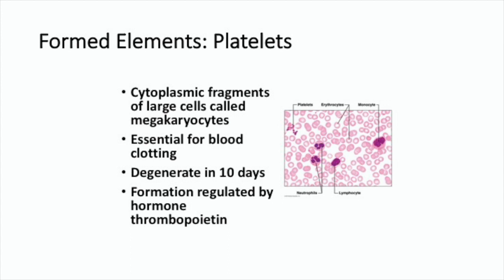And they do not last long at all. They only make it about 10 days, and that's partly because they are just these tiny cell fragments. Now, these are controlled by a separate hormone called thrombopoietin. We're not going to get into all the details of its function, but it operates on negative feedback. If you need more platelets, thrombopoietin's released. It triggers the production of more platelets.